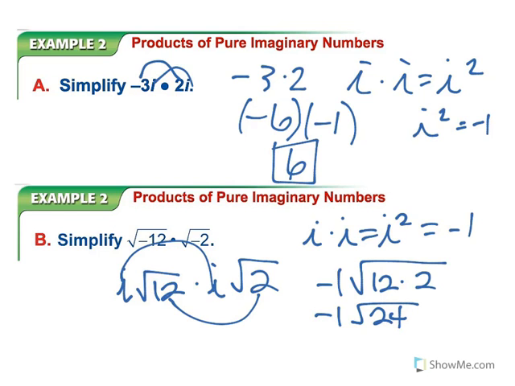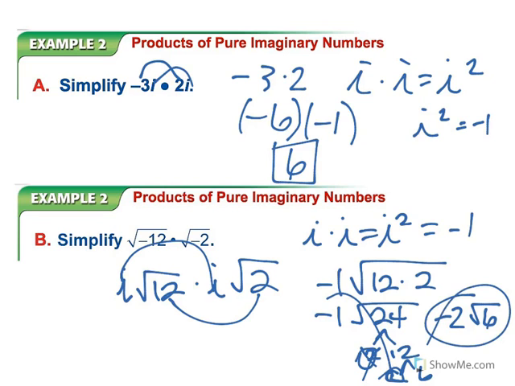Now, we can't just leave it like that, so we have to do our prime factorization. We know that 2 and 12 go into it, we have 2 and 6, and here the 2s are partners. One's going to cancel, and one's going to make it out. So we have negative 2 square root of 6 is our answer.